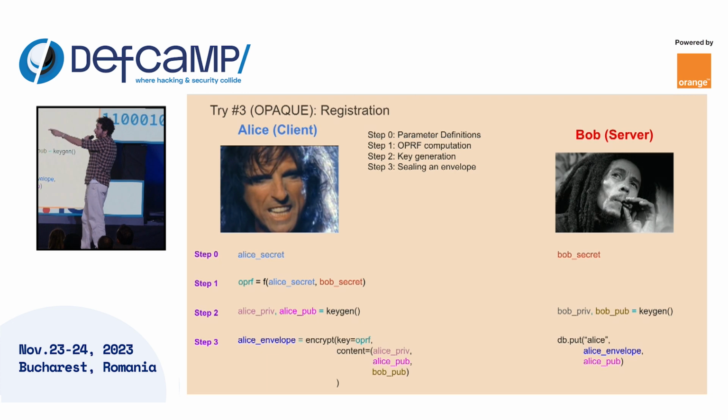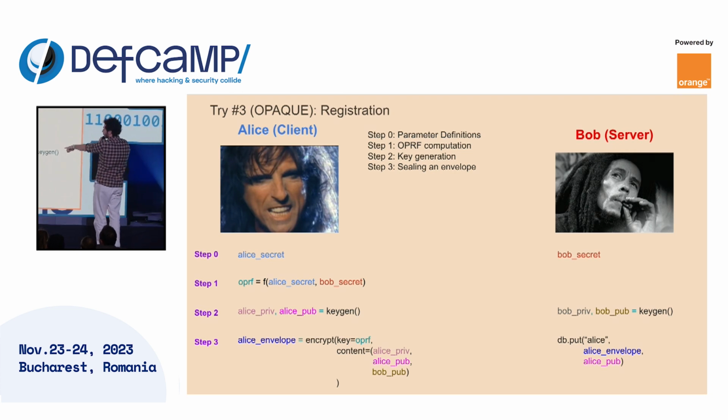So they would generate a key pair, a public and a private key. One is called Alice private, one is called Alice public. And Bob would do the same thing in here. They would generate an ephemeral key pair.